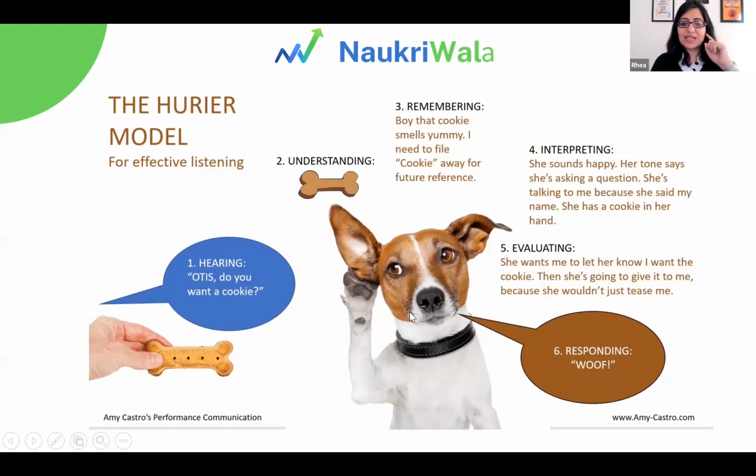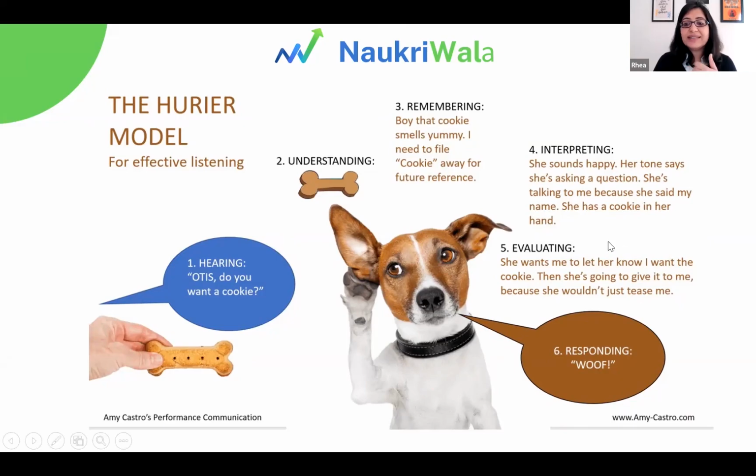So Otis is now understanding the question. Okay. Next, Otis is trying to remember how that cookie was. Yes, that cookie smells yummy and I need to go ahead and grab it. And now Otis is also trying to interpret. Last time she gave me a cookie, she was so happy. She asked me whether I want it. She went ahead and was very friendly. She also took my name, Otis, right?